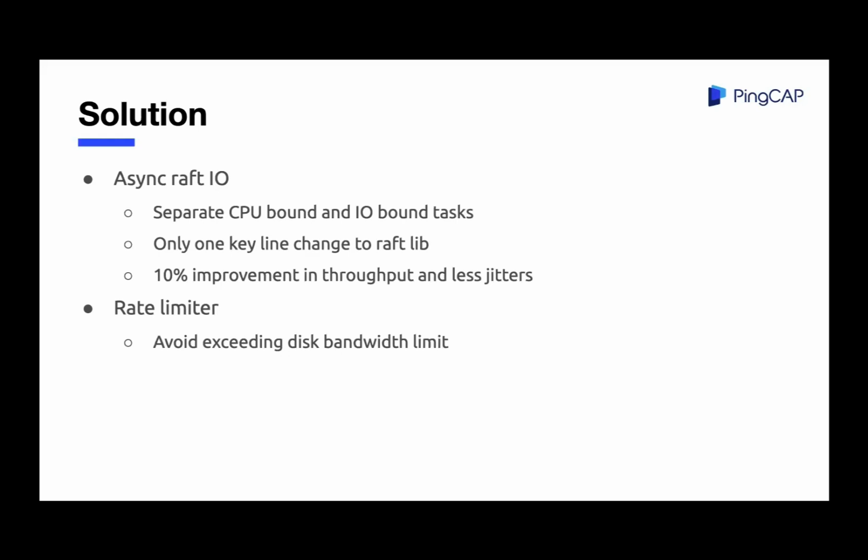Also, we introduced a rate limiter. The rate limiter will hook all the background jobs like compaction and flush, and foreground jobs. So it will ensure all the jobs will not write more data than the configured value to the disk. So it will not trigger the burst quota a lot, but it's a soft limit, just in case you still use the burst quota.